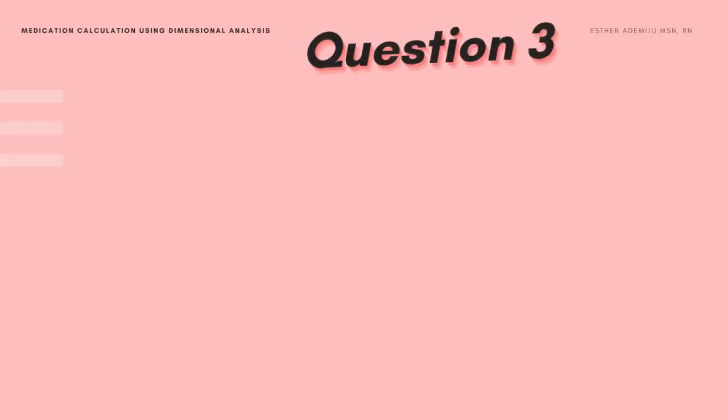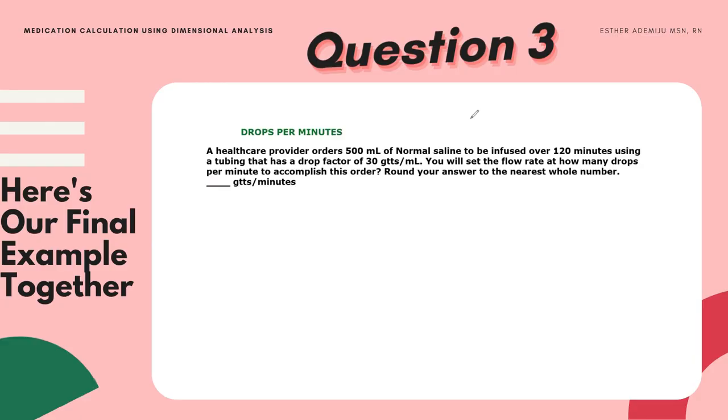All right. So the final type of question we're going to look at is drops per minute. And the question says that a healthcare provider orders 500 milliliters of normal saline to be infused over 120 minutes using a tubing that has a drop factor of 30 GTTS per minute. You will set the flow rate at how many drops per minute to accomplish this order. Round your answer to the nearest whole number.